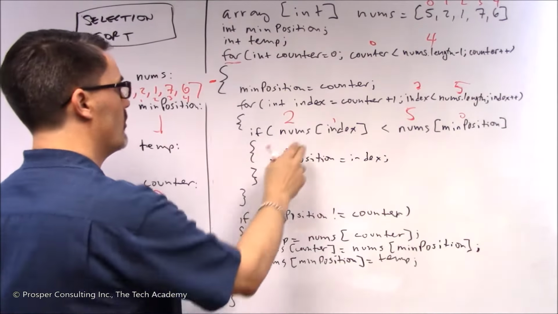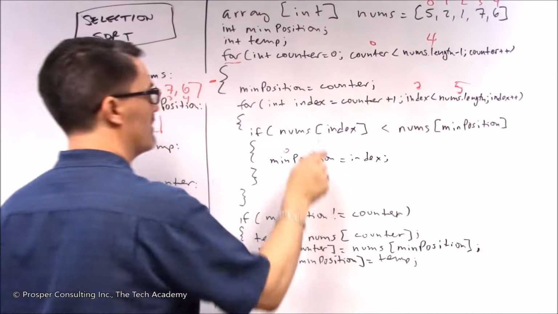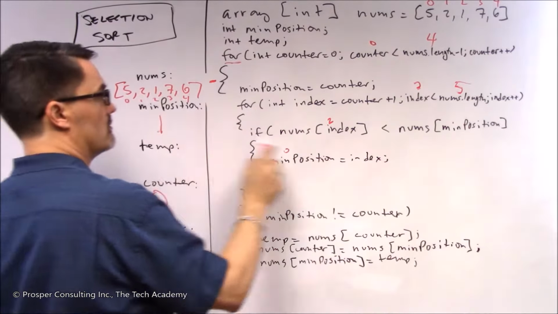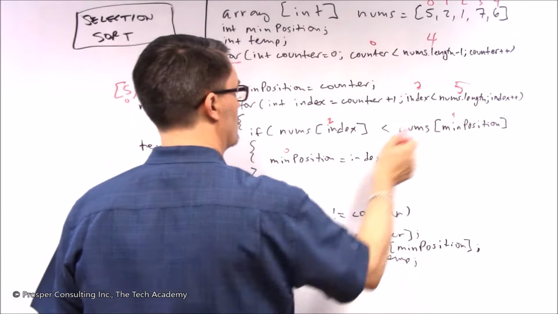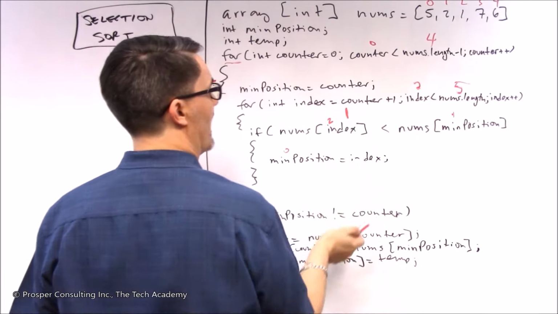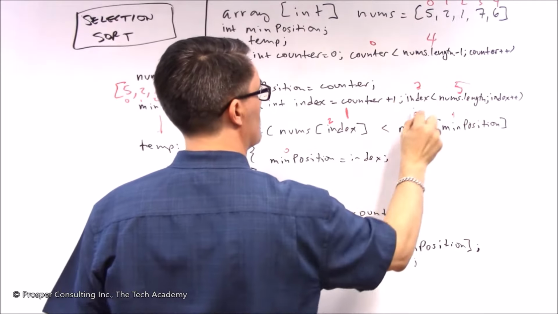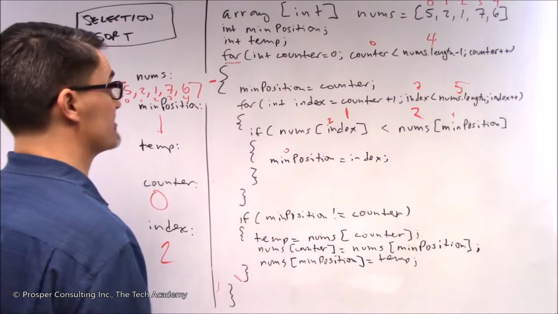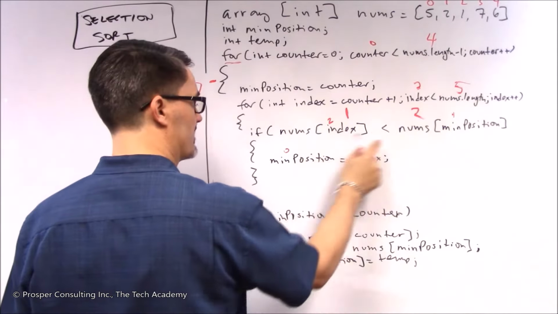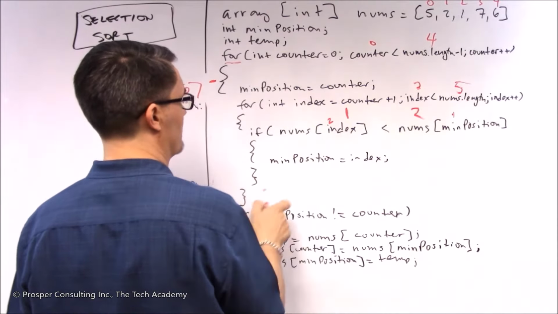Here's the if statement. We're looking now for values in the array. And we have a value at index of 2 and a value of min position at 1. So what is the value of nums at position 2? It's 1. And what's the value in the array at position 1? It is 2. Is 1 less than 2? Yeah, it is. Hey, look, we found another lower number. So we are going to, in fact, execute this if statement because we met that condition right here.